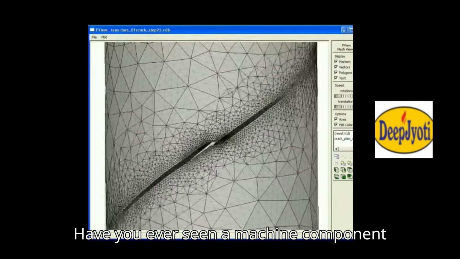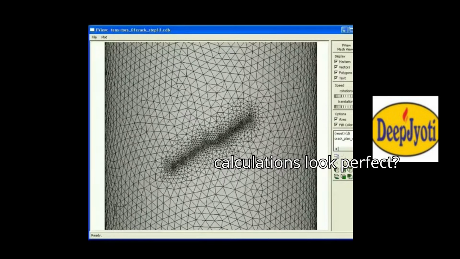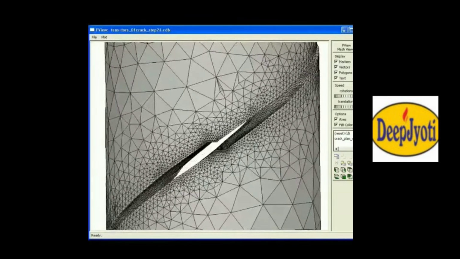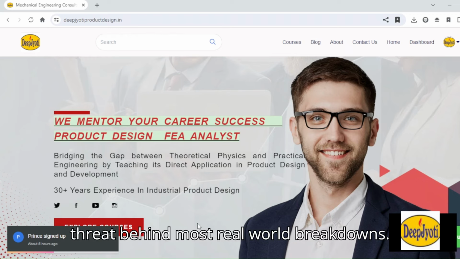Have you ever seen a machine component fail even though your stress calculations look perfect? The answer is fatigue failure, the silent threat behind most real world breakdowns.